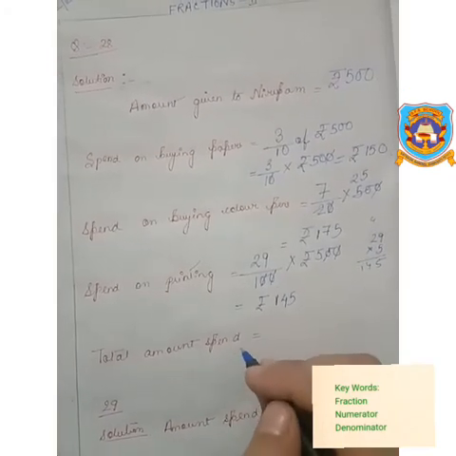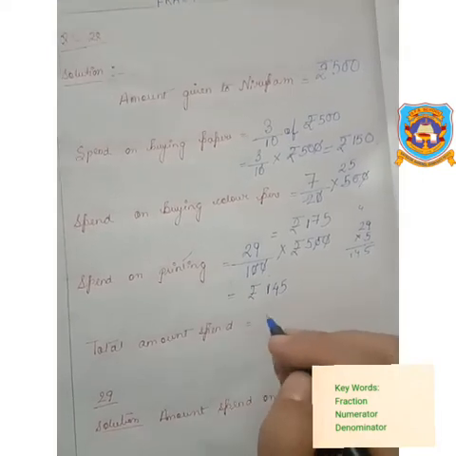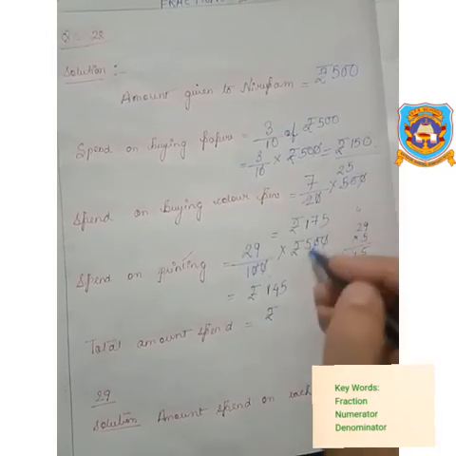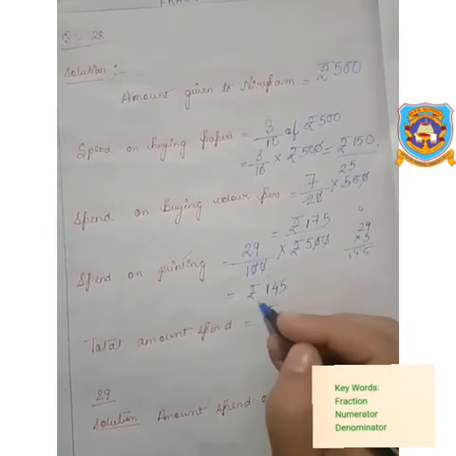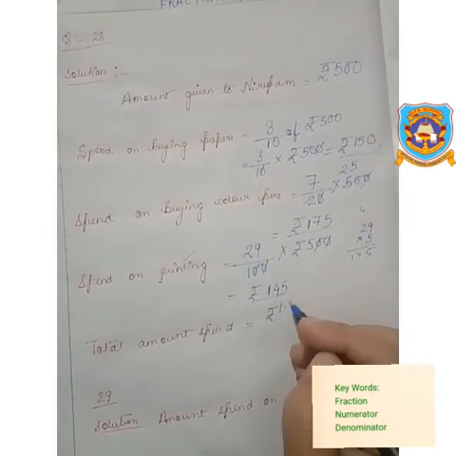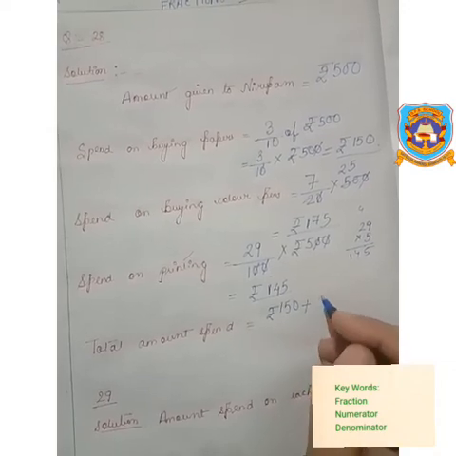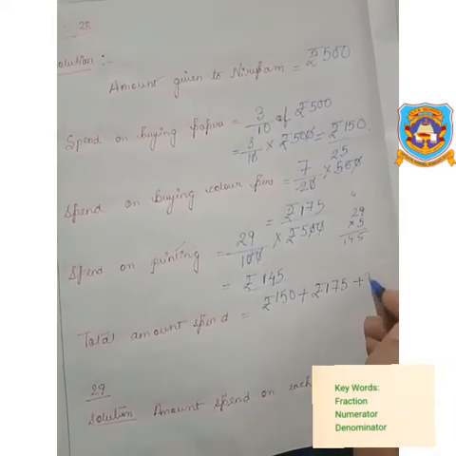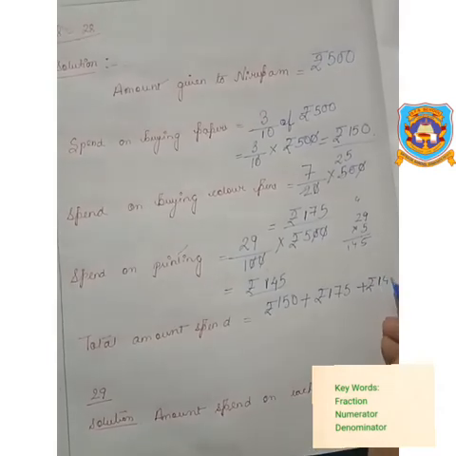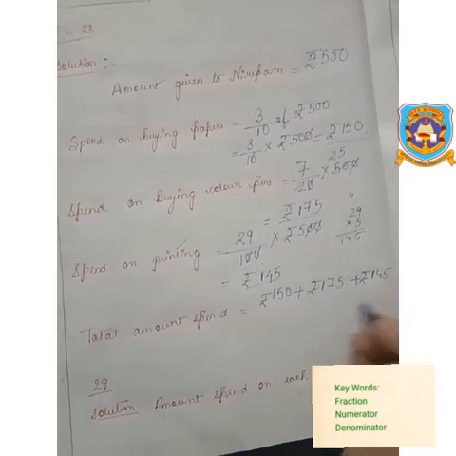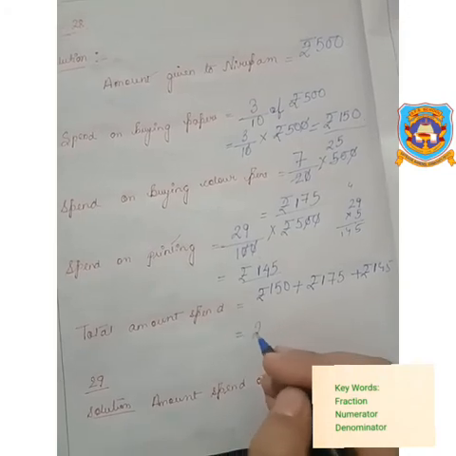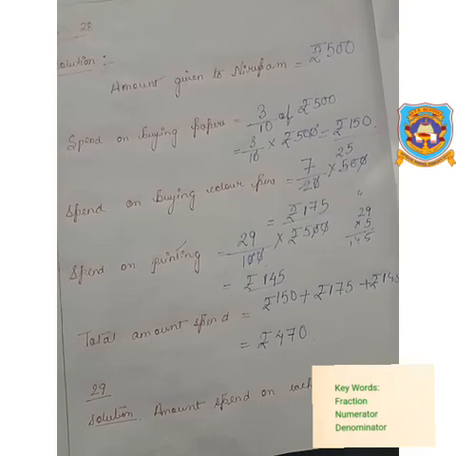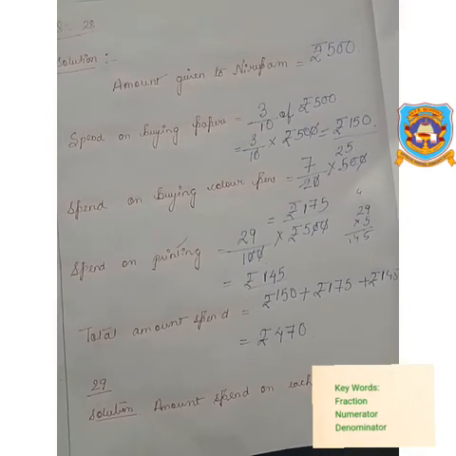Total amount spent. What part of the total amount did he spend? So you can add the amount. Rupees 150 he has spent, rupees 175 and rupees 145. So rupees 150 plus rupees 175 plus rupees 145. Add it and find the amount. The amount I got is rupees 470.